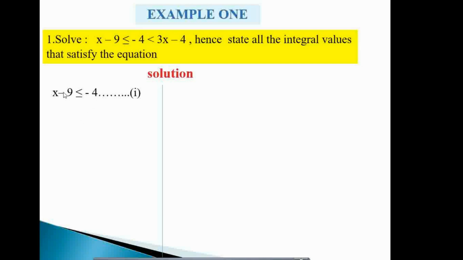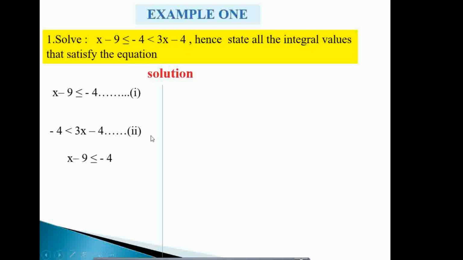So that's a good question, of course. Before you solve this question, you are going to break it into parts. The first part will have x minus 9 less than or equal to negative 4. That one will give us the first part. Then the second part begins from negative 4. So you'll take negative 4 less than 3x minus 4. That one forms our second equation.